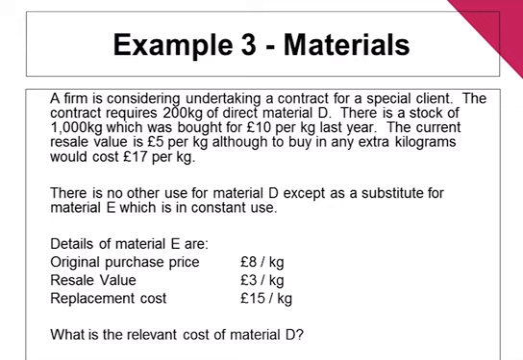The next one again looks incredibly difficult. It's just a question of working through it. So we require 200 kilograms of material D. We've got 1,000 kilograms, and there's lots of extra details there. Extra kilograms cost £17. There's no use for material D except as a substitute for E, which is in constant use. And so again, it's trying to throw you, because you've got an original purchase price, you've got a resale value, you've got a replacement cost. What's the relevant cost of material D?